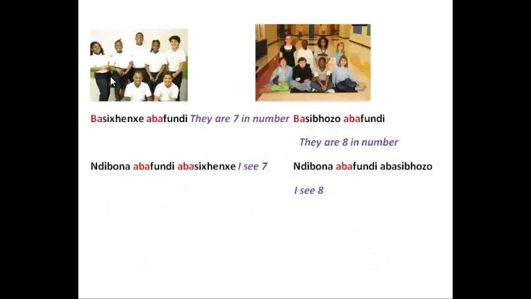Bangapi, how many are there? Basixhenxe. There are 7. Bangapi, how many are there? Basibhozo. There are 8. Ubona abangapi? How many do you see? Ndibona abafundi abasixhenxe. I can see 7 students. Ndibona abafundi abasibhozo. I can see 8 students.